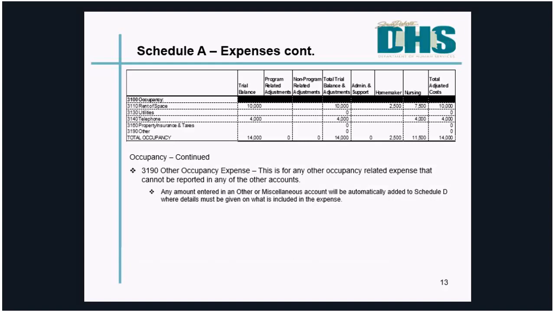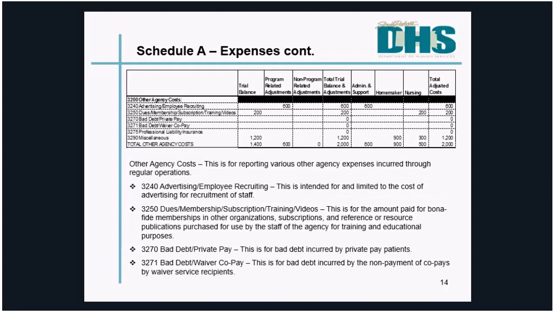As we move on, the next section is other agency costs. This would include advertising, employee recruiting, and again, for advertising, employee recruitment is an allowable expense, but promotion of the entity is not an allowable expense. You would still report all of the advertising costs in your trial balance column, and then you would make an adjustment to remove the not allowable cost of advertising. You also have dues, membership, subscription, training videos. That's a large account, but it's all one, so any expenses related to those areas would be included in that section.